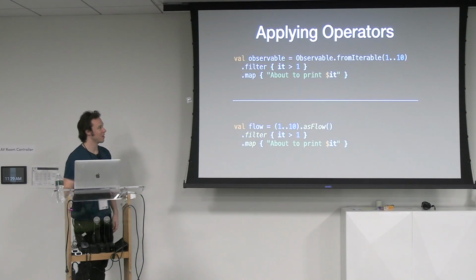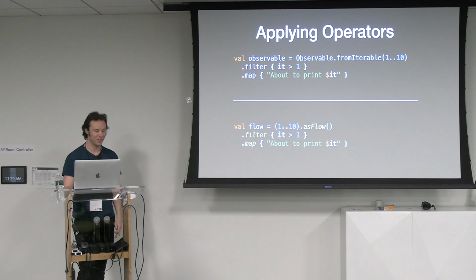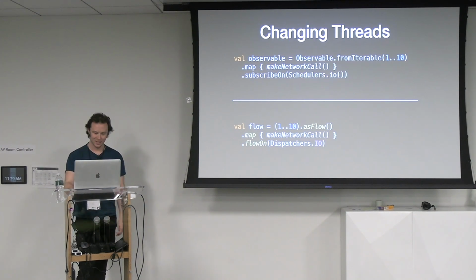So continuing our comparison, applying operators looks literally exactly the same, except that Android Studio chose to highlight filter and map because they're extension functions. Yep, not much to say there. Things look literally exactly the same.